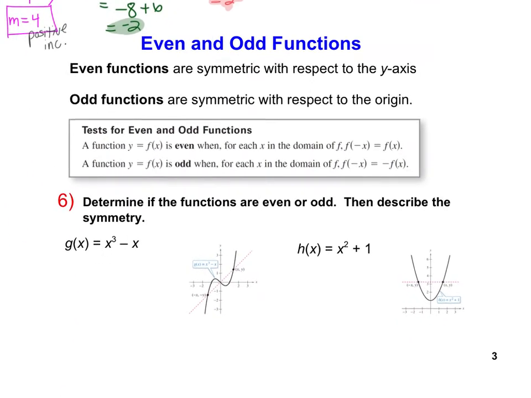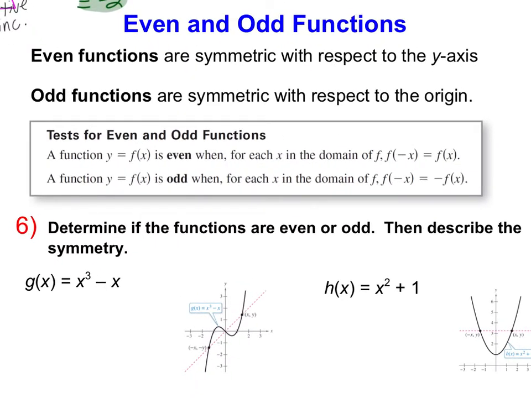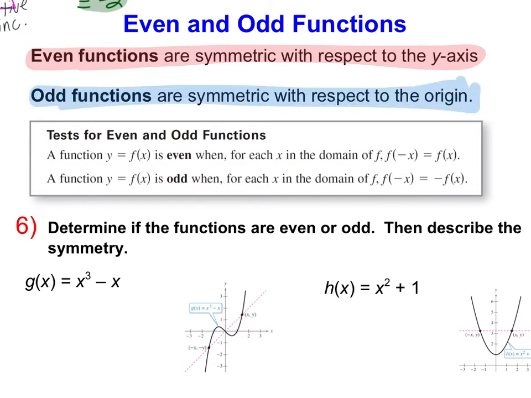Next here we have even and odd functions. Even functions are symmetric with respect to the y-axis, which means they're reflected going up and down across the y-axis. And then odd functions are symmetric with respect to the origin, which means it's kind of like they're kitty corner, they're opposite. So it's not just across the x or just across the y.